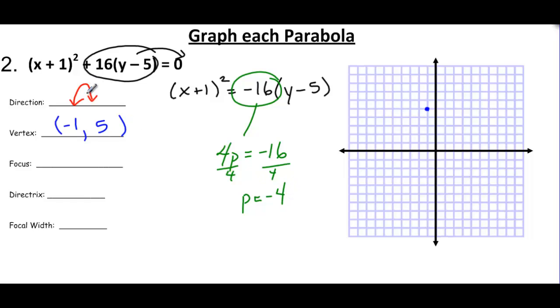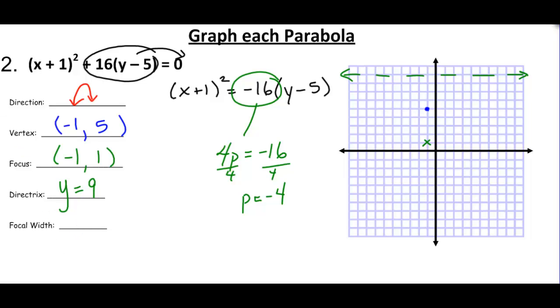Now what does this mean? That means you're going to go down 4 from this. 1, 2, 3, 4. Now that's where my focus is, which happens to be -1, 1, which again is 4 below this. Well, if I move down 4 to get to the focus, that means I have to move up 4 to get to the directrix. And again, it is going to be perpendicular to the axis of symmetry. And the axis of symmetry is the imaginary line that goes through our vertex and focus, so right here. So now I've graphed both of those. That is a horizontal line at y equals 9.